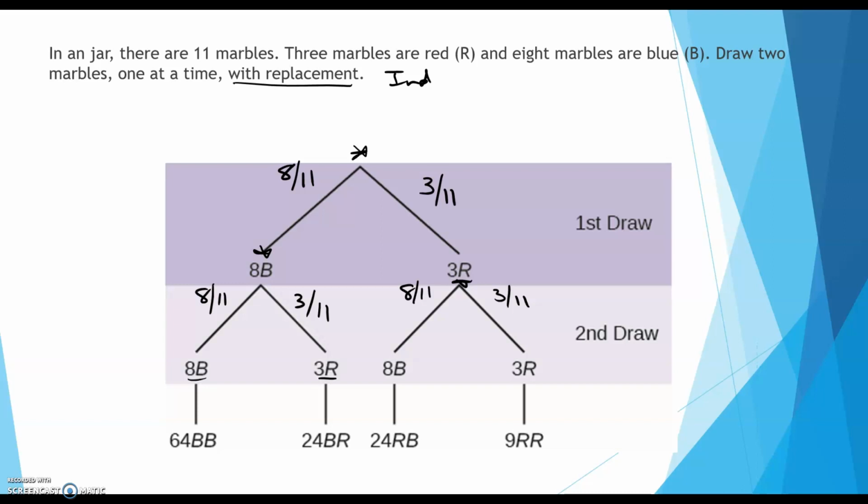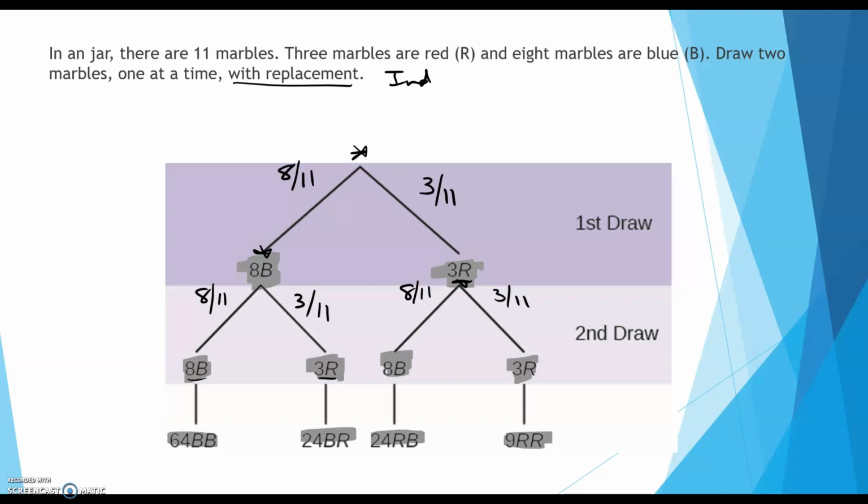Now what I'm doing is, if I take this 8 times this 8, that gives me 64 blue and then blue, so I'm multiplying. Or this 8 times this 3, 24 blue first and then a red. 3 red, 8 blue, 24 red and then a blue. Or 3 red, 3 red, 9 red and then a red.